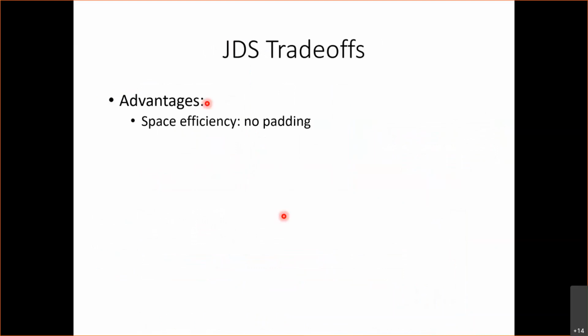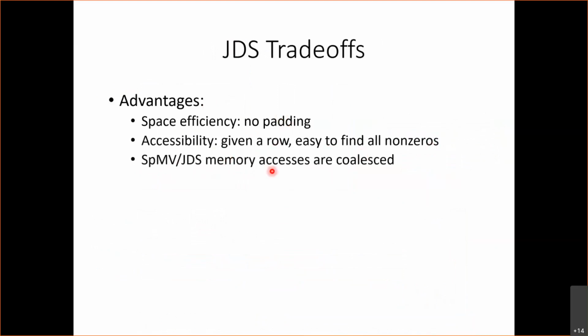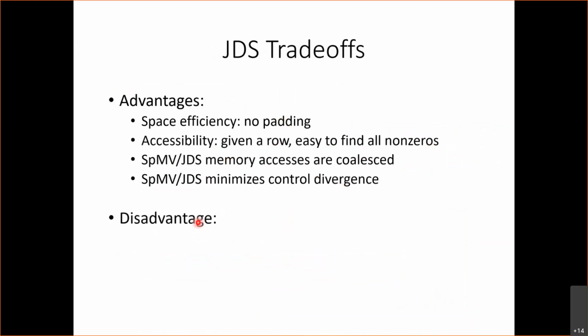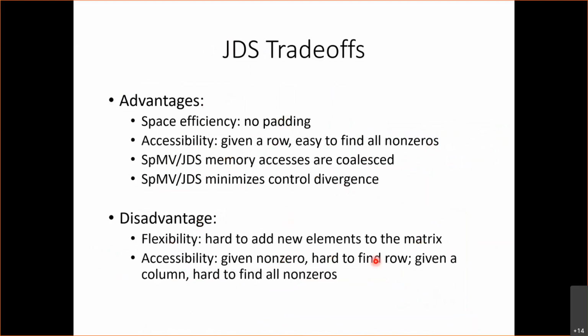The advantages are space efficiency. We have no padding. Accessibility: given a row, we can find all the non-zeros. The memory accesses are coalesced, and it minimizes control divergence. But the disadvantages are that it's hard to add new elements to the matrix, and given a non-zero, it's hard to find its row, and given a column, it's hard to find all the non-zeros.